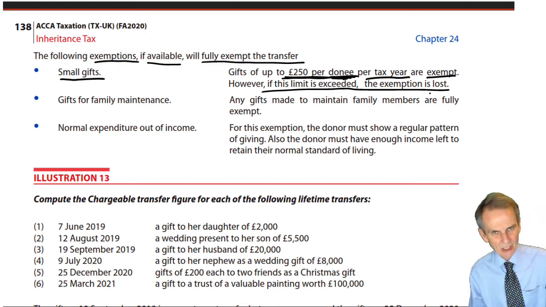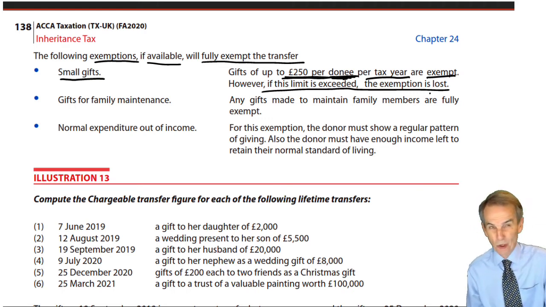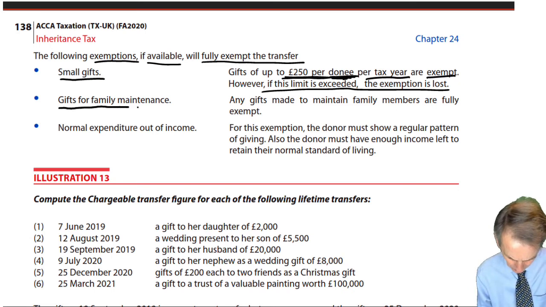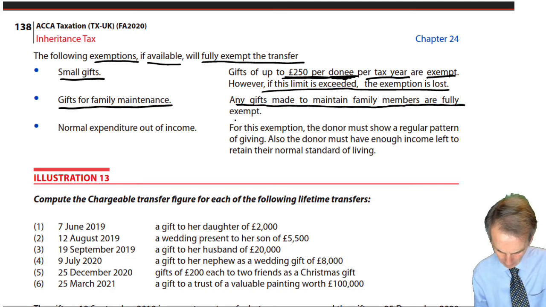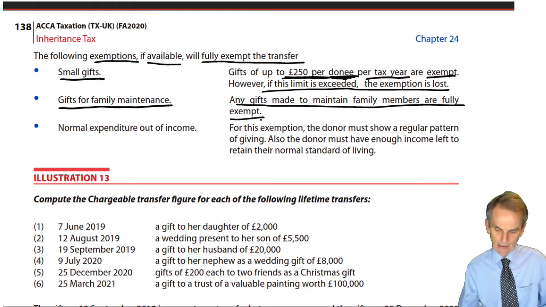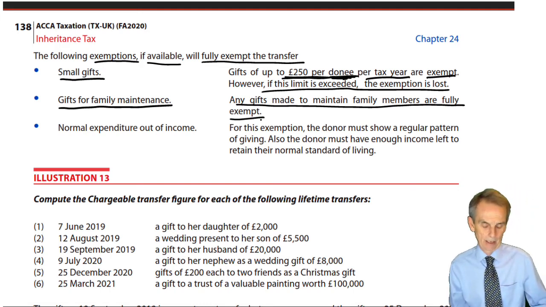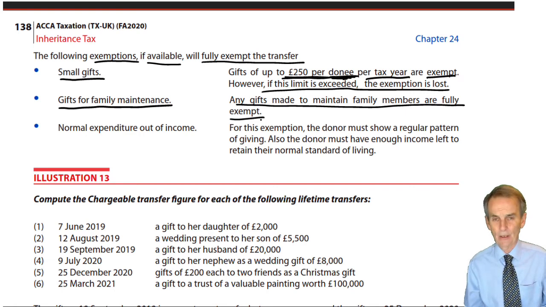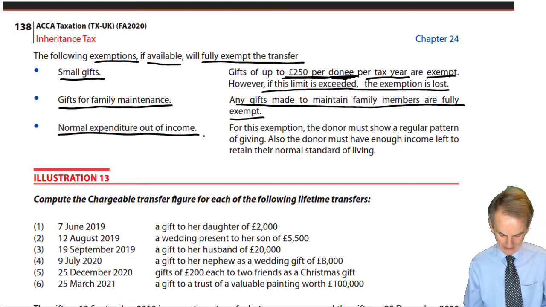We've then got less likely ones, and maybe more likely for a narrative exercise, should you ever get one: gifts for family maintenance. Any gifts made to maintain family members are fully exempt. So if you're looking after elderly parents or something like that and you make gifts to them, any such gifts for family maintenance would not classify as chargeable transfers. That exemption would apply. And then, well, normal expenditure out of income.